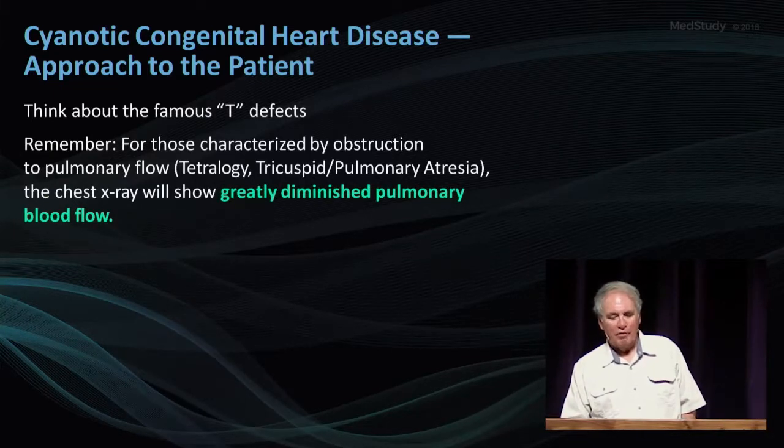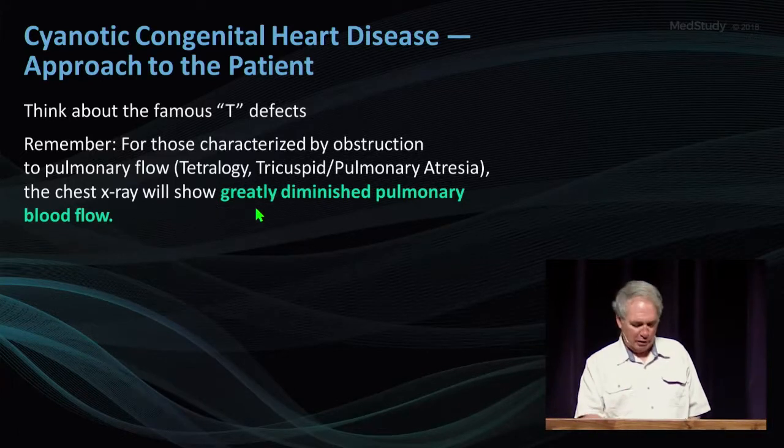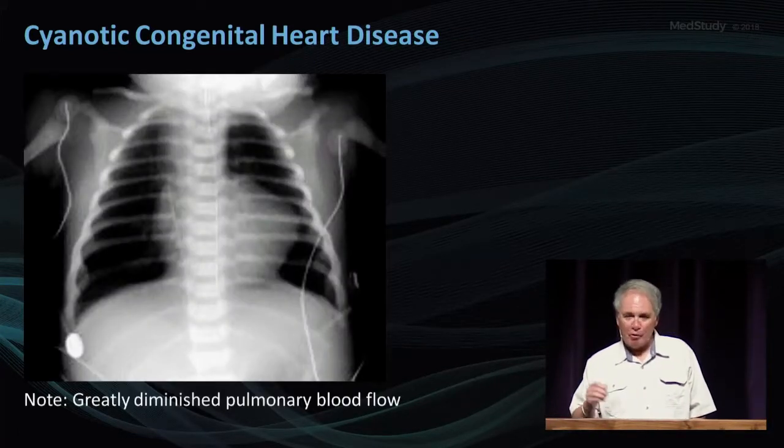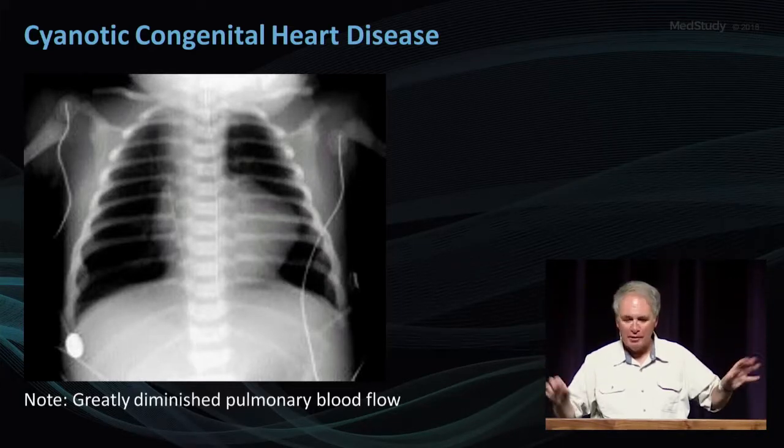Remember, for those defects that are characterized by obstruction to pulmonary flow, such as tetralogy of Fallot because of the severe pulmonic stenosis, tricuspid atresia, blood can't get to the lungs, pulmonary atresia, blood can't get to the lungs through the pulmonary artery, the chest X-ray will show greatly diminished pulmonary blood flow, like this. So remember, we just looked at left to right shunt, so you remember all the increased pulmonary flow we saw on the X-rays?